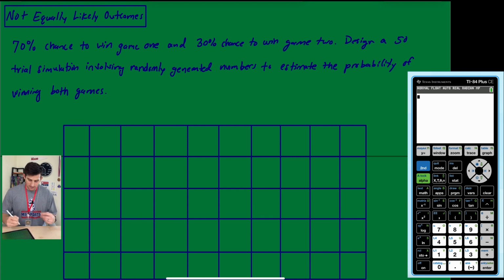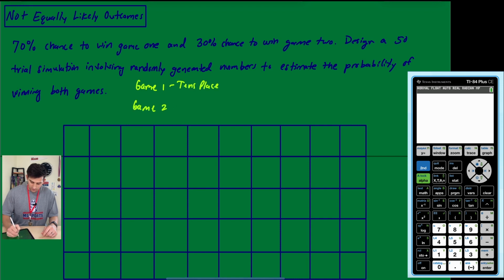Let's let game 1 represent the tens place in our numbers, and game 2 represent the ones place. If we have a 70% chance, let's let these numbers be 1 through 7, right? So those are good.